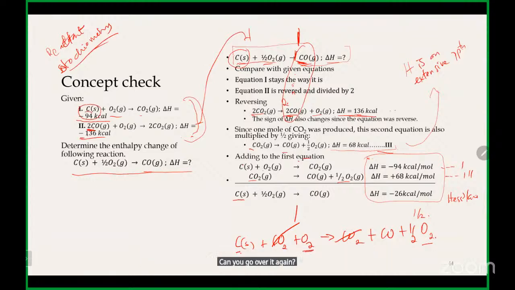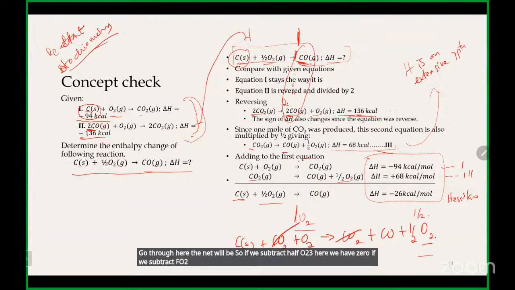So you have 1 O2 here, and then half O2 here. The net will be, if we subtract half O2 here, we have 0. If we subtract half O2 here, we have half O2.